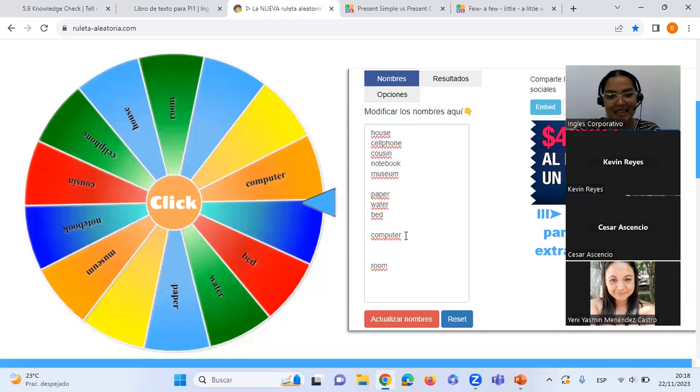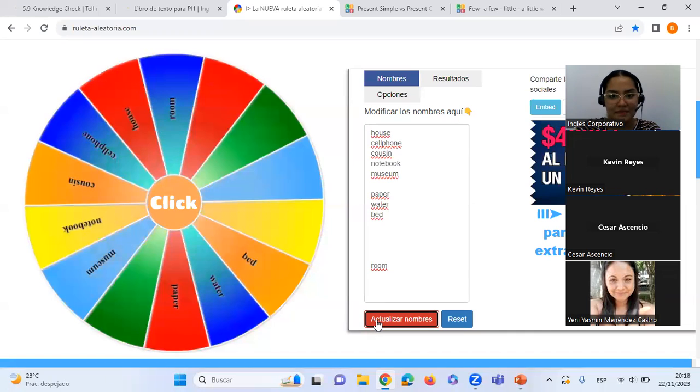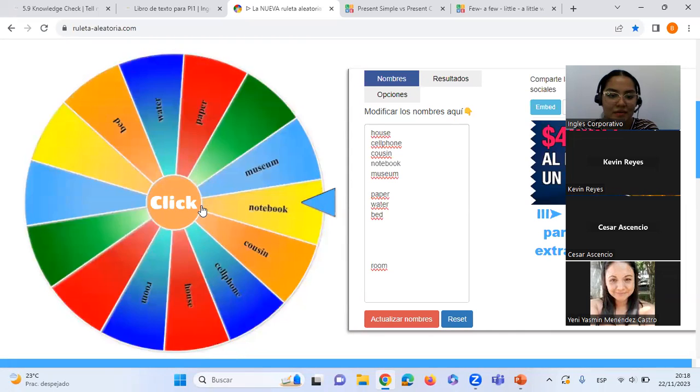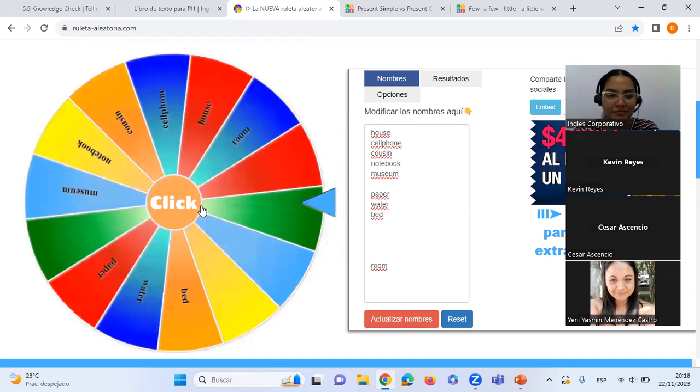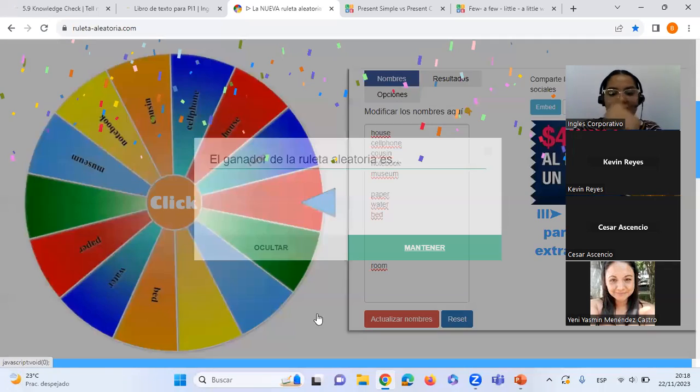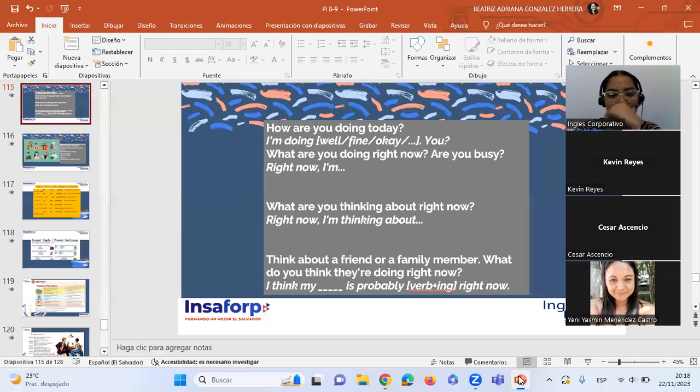Ahora Kevin, vamos a quitar el computer. All right, let me see. There you have. I'm sorry, Kevin. Get ready, please. All right, let's say room. Your word is room. Okay. Let me see. Kevin, what are you thinking about right now? Right now, I am cleaning my bedroom. Excellent, your bedroom, perfect. Thank you so much, cleaning. So perfect, thank you.